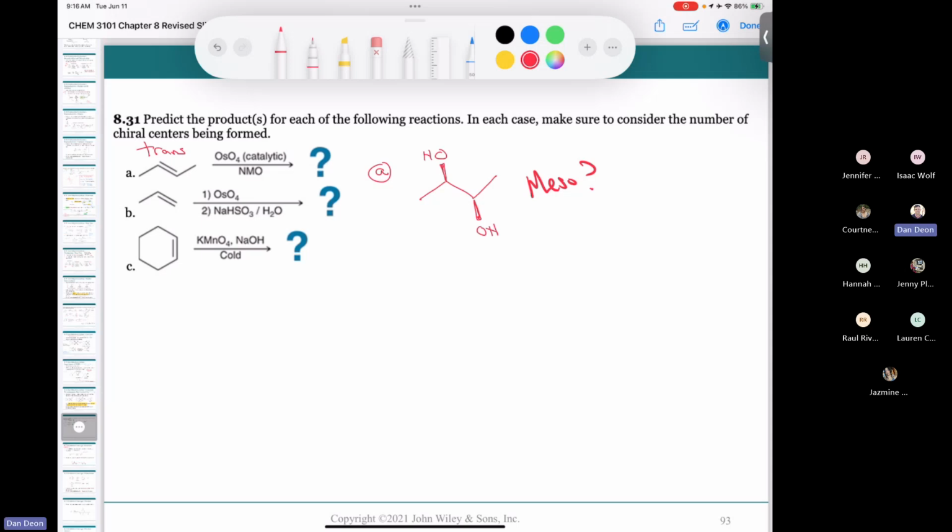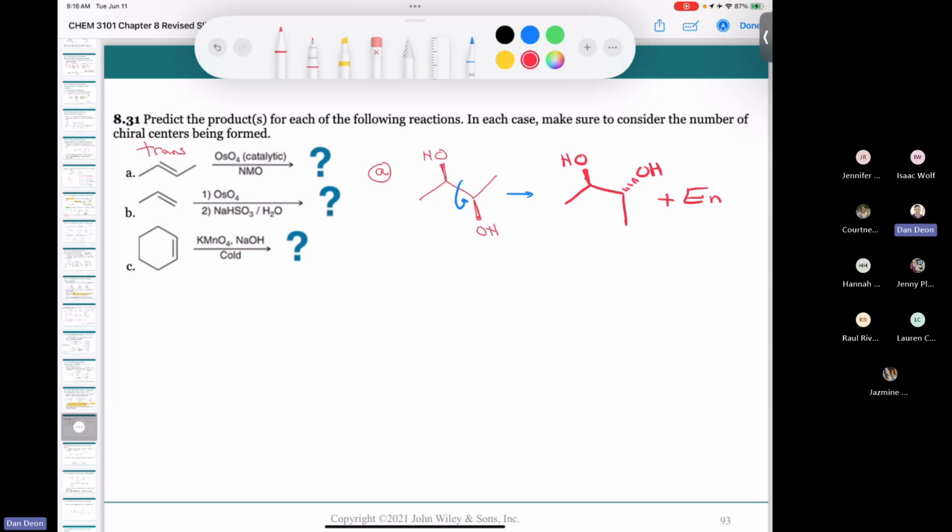Does anybody have an idea about this compound? Is that a meso compound or not a meso? Thanks, Jenny. You're absolutely right. It is not a meso compound, right? Because if we rotate this carbon-carbon bond, we draw the compound like this. We have one hydroxyl pointing up and the other hydroxyl pointing down. So that means we're also going to get the compound where we switch both of those wedges and dashes. And so we end up with a pair of enantiomers for A.